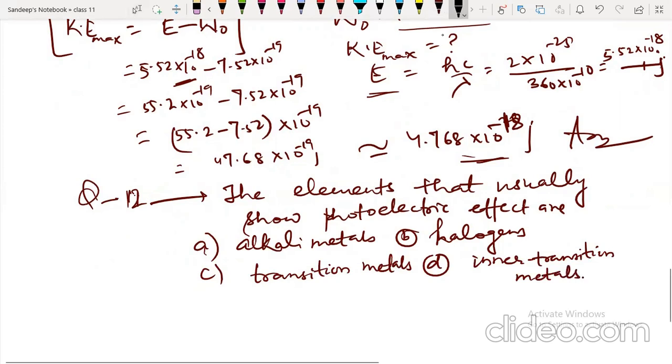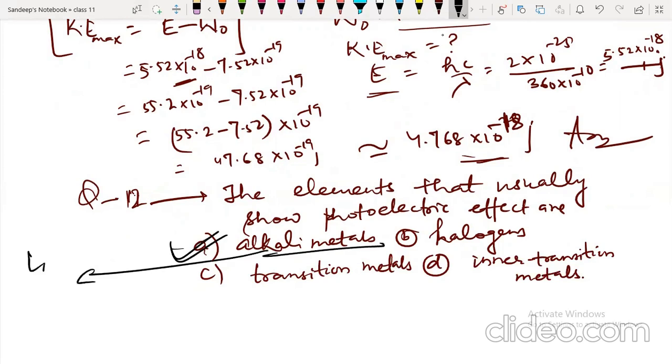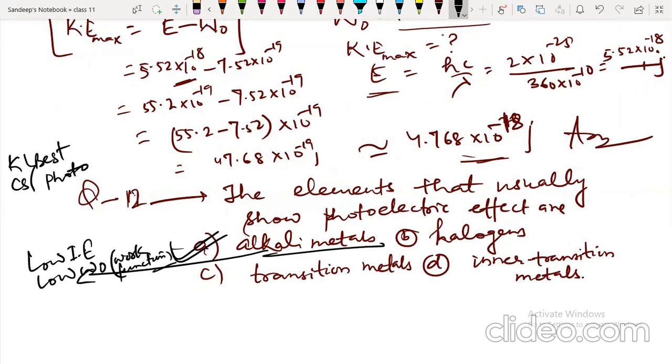Can you tell? Alkali. Yes, alkali metals, keep in mind, have low ionization enthalpy and low work function. So lower the work function, the easier for the electron to come out of the metal surface when hit by a particular wavelength of light. So alkali metals have the lowest work function in the entire periodic table, and potassium, cesium are the best photoelectric material. Keep this in mind. Understood? Yes.